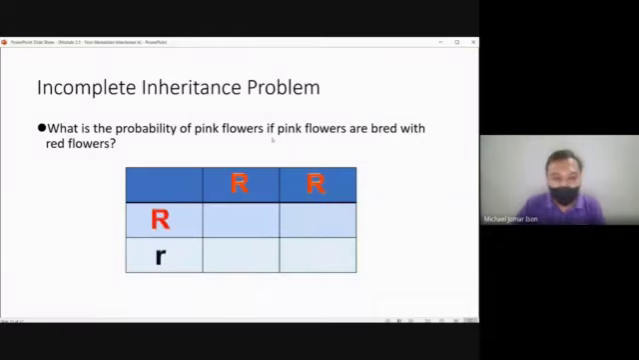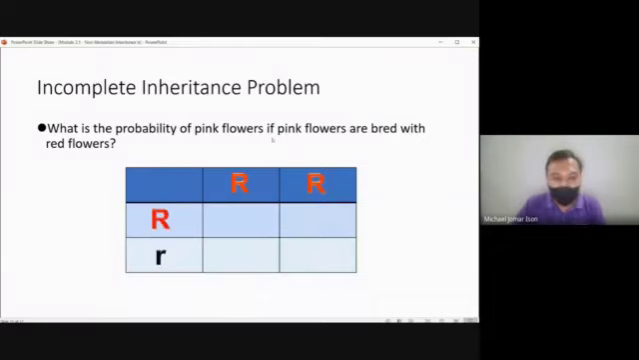So we already know that this pane would be red. The second pane would be red. The third pane would be pink because it's a heterozygote. And then the last one is pink as well. So you will have here a 50% chance of pink flowers. So the genotypic ratio is 1 is to 1, 1 big R big R is to 1 big R small r, and the phenotypic ratio would be 1 red is to 1 pink, which is a 50% chance of having pink flowers. So it's quite easy to remember this.